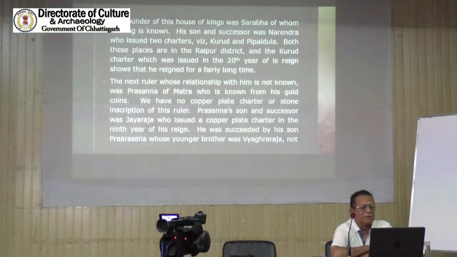See, the founder of the house was Sharabha, about whom nothing is known. These are certain details I will skip over. The next ruler, whose relationship is not known, is Prasannamatra, not two separate names here, who is known from his gold coins. Recently, I think the department directorate has also published many of the gold coins belonging to the ruler Prasannamatra. And we have no copper or stone inscription of this ruler. I don't know whether one will come later. These things were brought to our notice by Dr. H.V. Trivedi when he wrote a book on the inscriptions, the epigraphs of Madhya Pradesh.